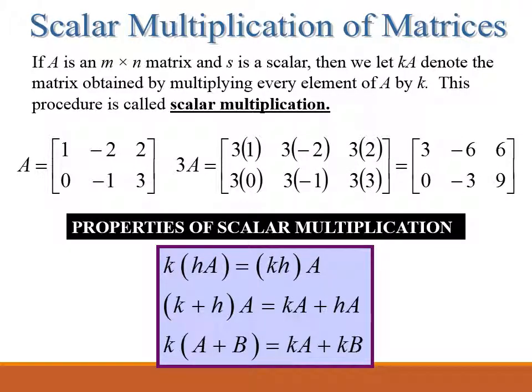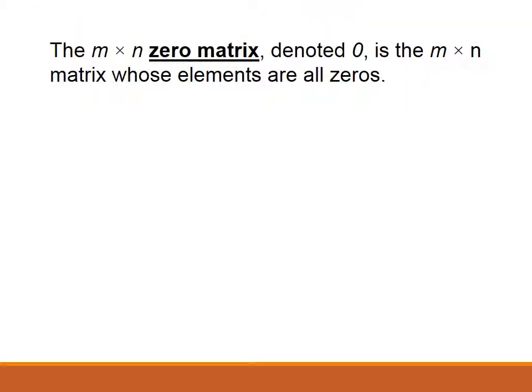Properties of scalar multiplication. The m×n zero matrix, denoted 0, is the m×n matrix whose elements are all zeros.